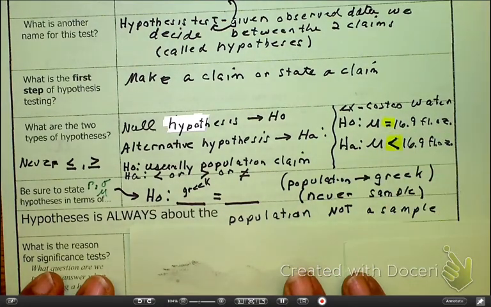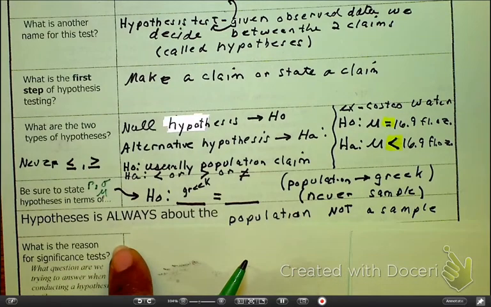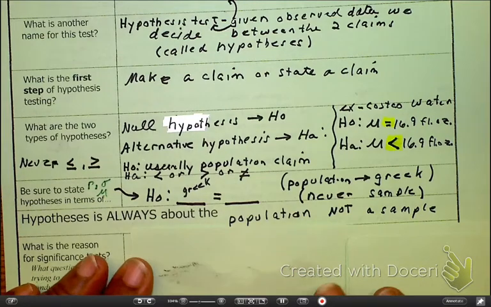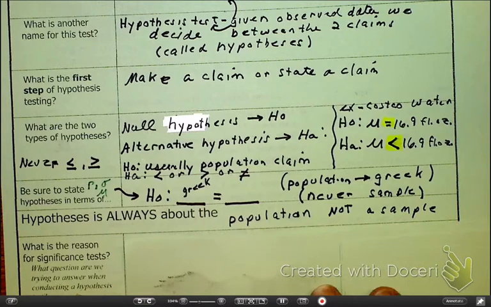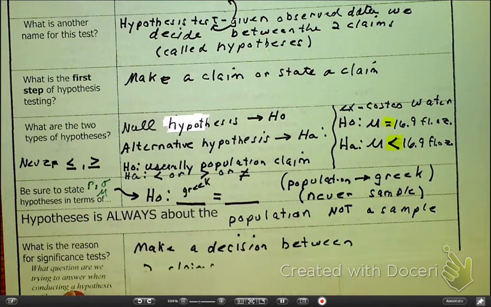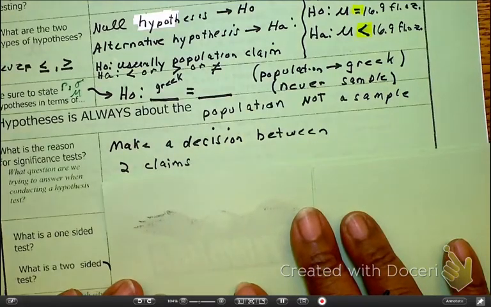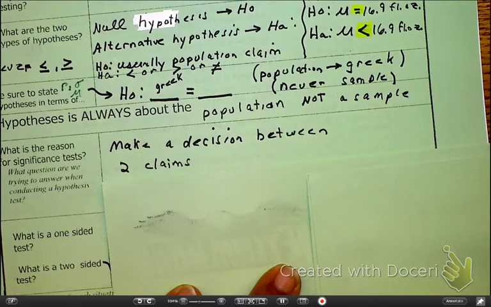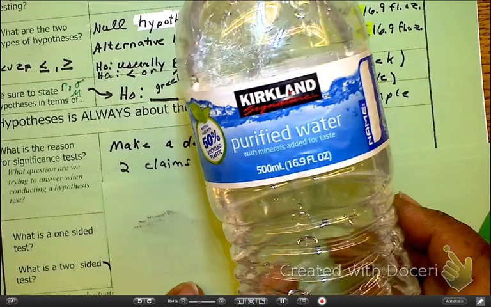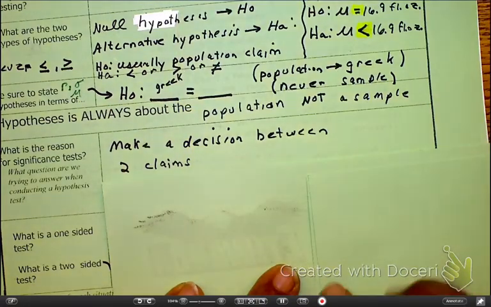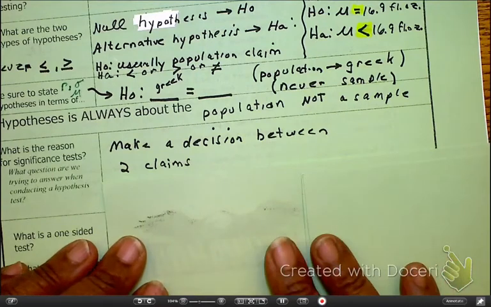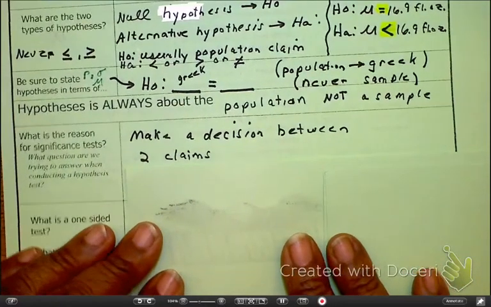As I stated, the hypothesis is always about the population. It should be repeated over and over again: what is the reason for a significance test? To make a decision between two claims. That is the bottom line. As I'm talking about the water, their claim is that there's nothing wrong with our bottles; they do contain 16.9 fluid ounces. My claim is, and then basically it's on people. It's time to prove it one way or the other.